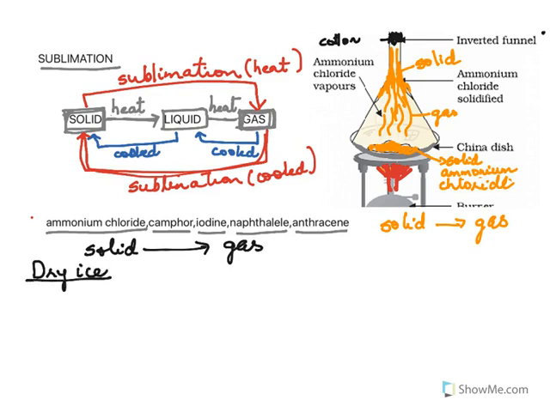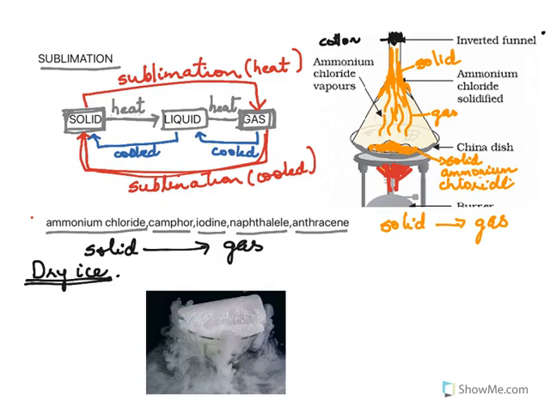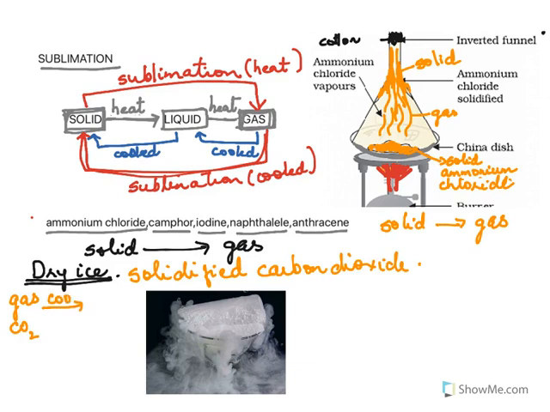Another good example of sublimation is dry ice. Let us see what dry ice is. Dry ice is solidified carbon dioxide. Carbon dioxide that is made into a solid. So when gaseous carbon dioxide is cooled, it directly turns into a solid, and this solid is called dry ice.